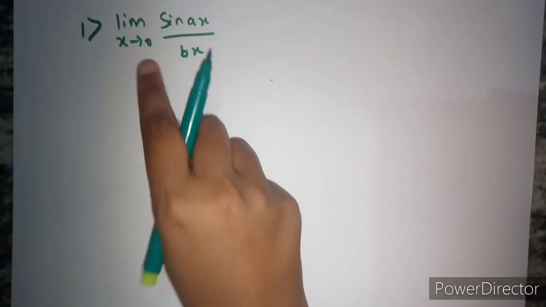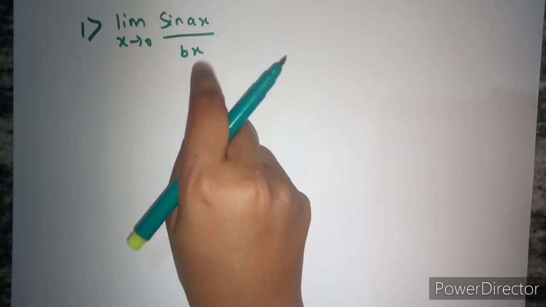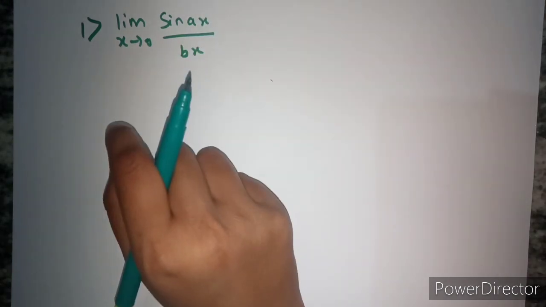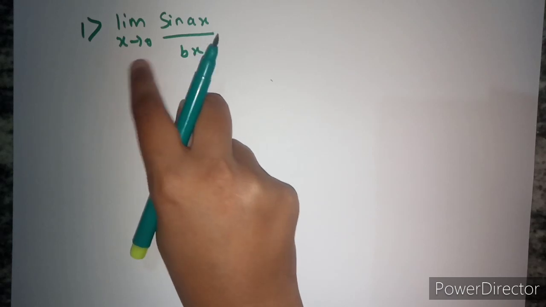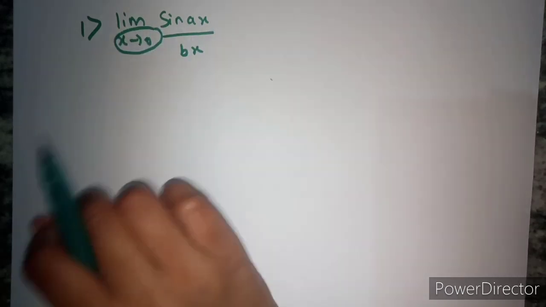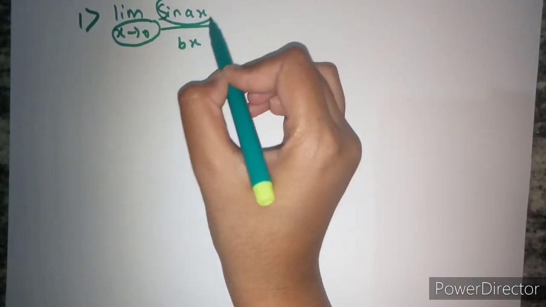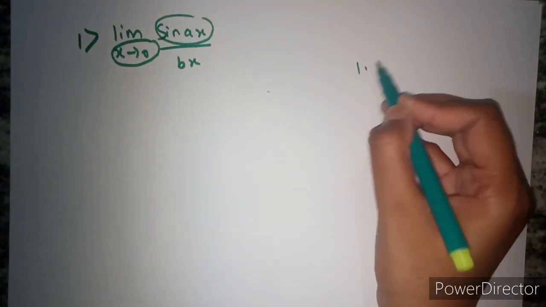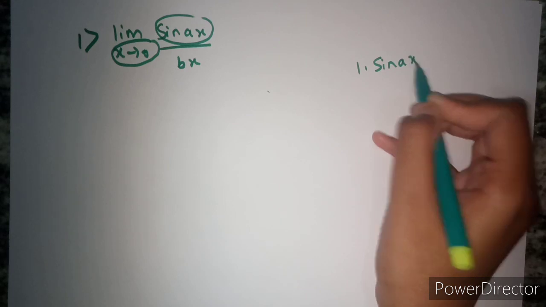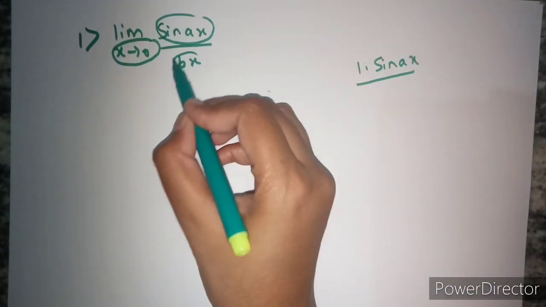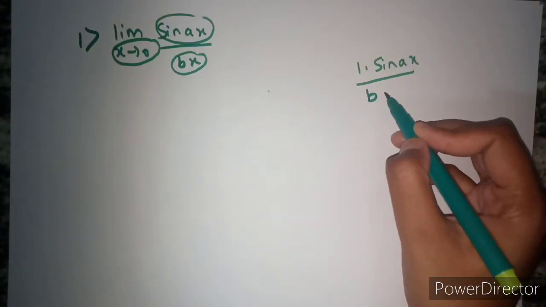So let's start problems. So the first problem is limit x tends to 0 sin ax by bx. So the first condition is x should tend to 0. Here x is tending to 0. So the first condition is satisfied, okay? Now this sin ax can be written as 1 into sin ax, right? Again this bx can be written as b into x, right?